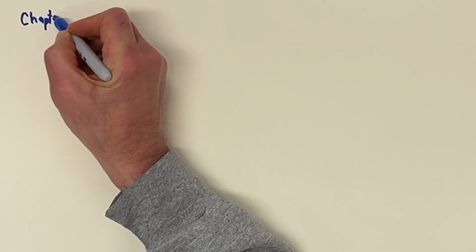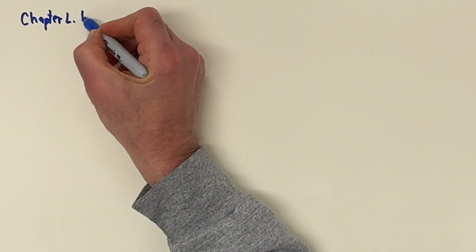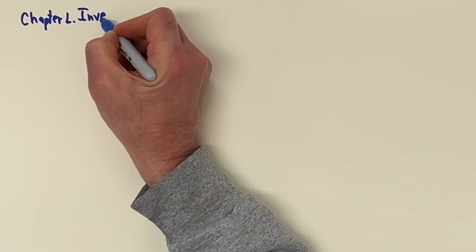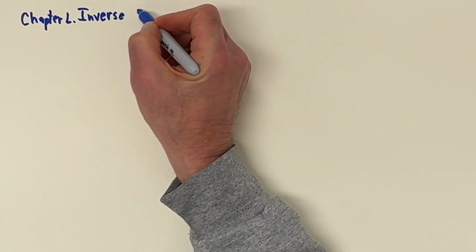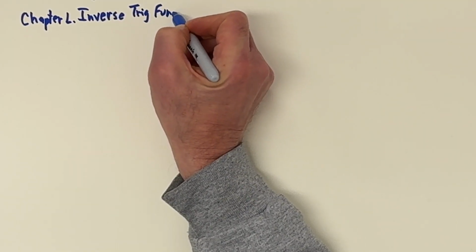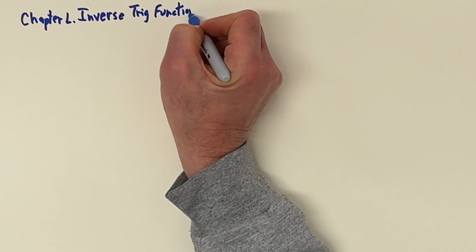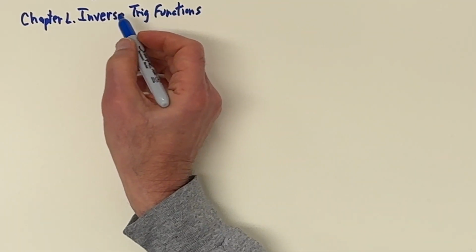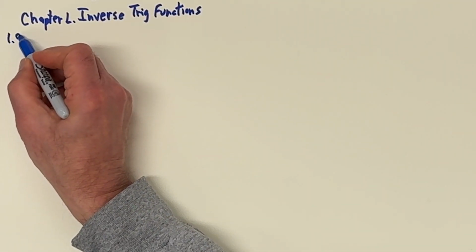Chapter L, inverse trig functions. We want to take a derivative. We're going to start first with the arc sine.